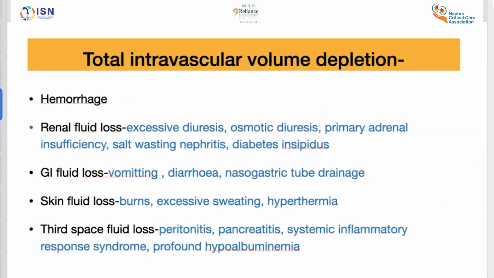Total intravascular volume depletion may be due to hemorrhage, or renal fluid loss from excessive diuresis, osmotic diuresis, primary adrenal insufficiency, salt wasting nephritis, and diabetes insipidus. There may be GI fluid loss, like vomiting, diarrhea, or nasogastric tube drainage. Skin fluid loss involves burns, excessive sweating, or hyperthermia. Third space fluid loss occurs in peritonitis, pancreatitis, systemic inflammatory response syndrome, and profound hypoalbuminemia.